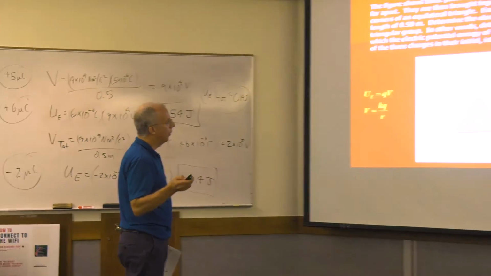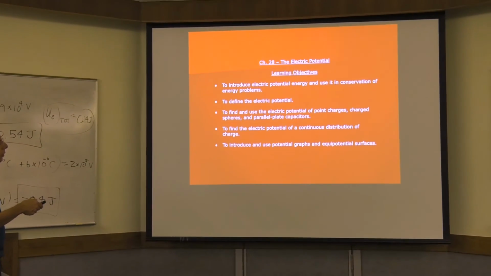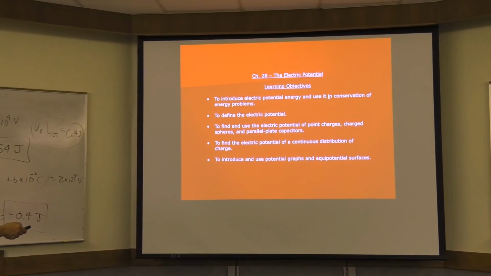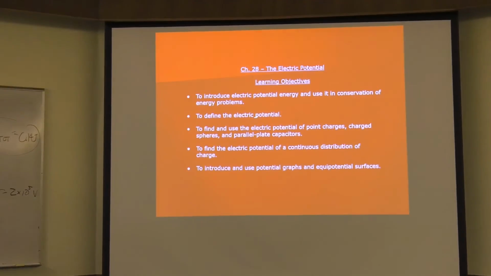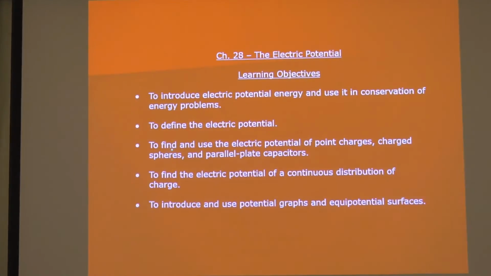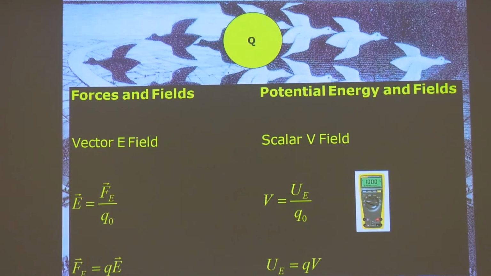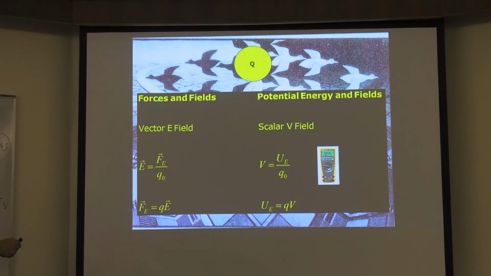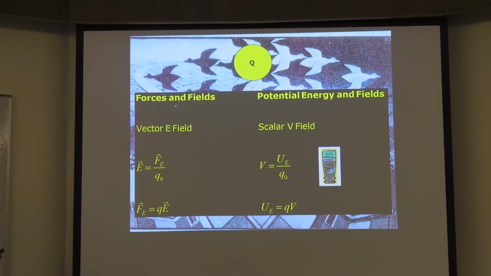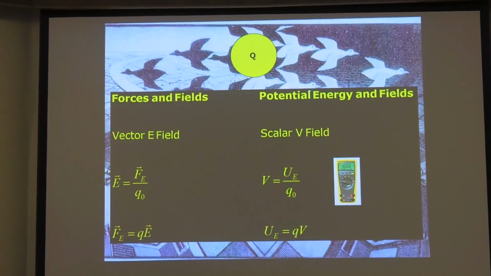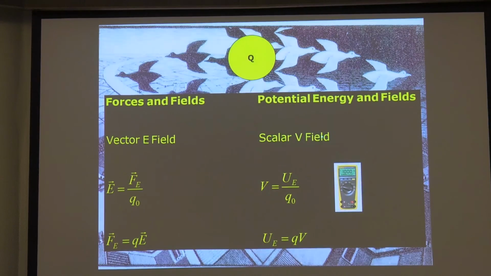Okay, let's review. So we introduced potential energy, and we use it in conservation of energy problems. We defined the electrical potential. We found the potential of points, spheres, and parallel plate capacitors. We figured out how to find electric potential of continuous distribution of charges. We kind of skipped that. And again, electrical E fields are related to forces, so vectors. V fields are related to potential energy, scalars.